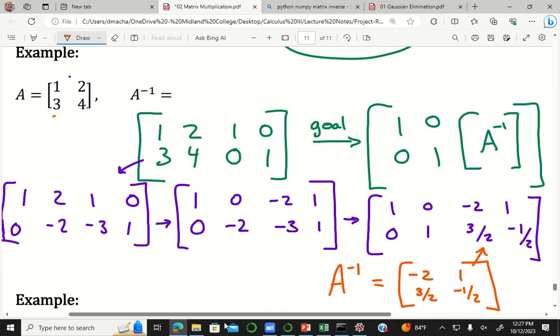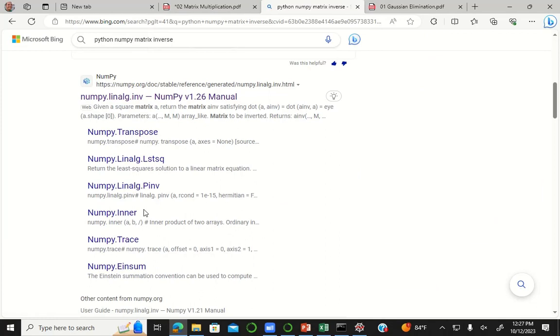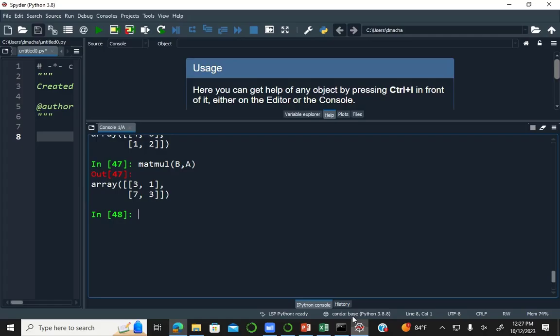Are we following? Cool. Let's check our work, and we're going to use Python. We're going to use this command we looked up earlier. It's going to be linalg.inv for the matrix inverse.